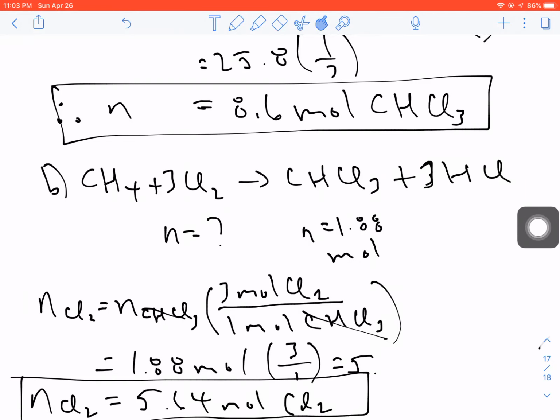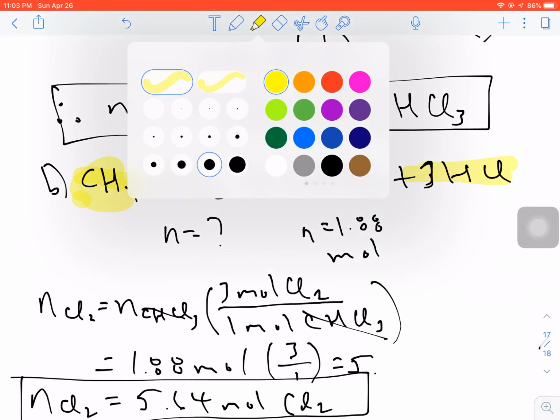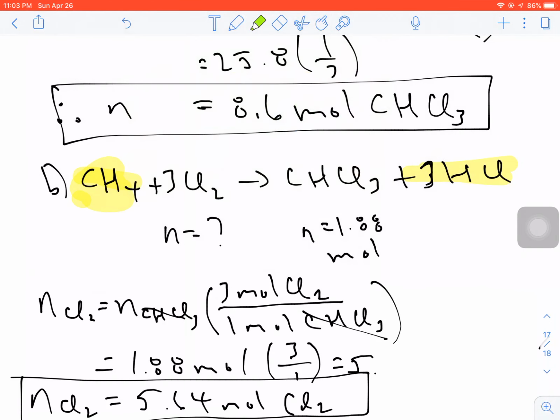Excess has nothing to do with it. Again, notice I'm not talking about this, and I'm not talking about this, because at the end of the day, I really don't care, so long as I've got enough of this to make my products. That's good enough for me. What I care about here is the reactant and the product that are in the question, so I'm going to ignore the 2 other components in that chemical equation.